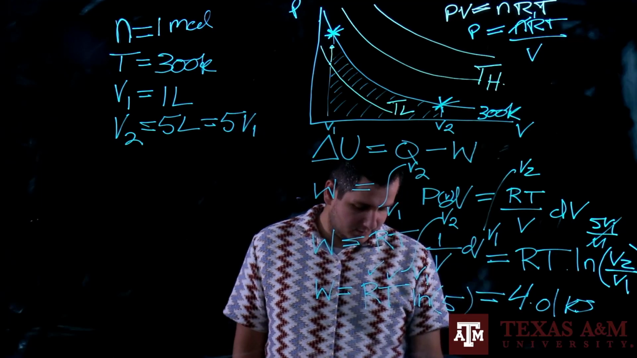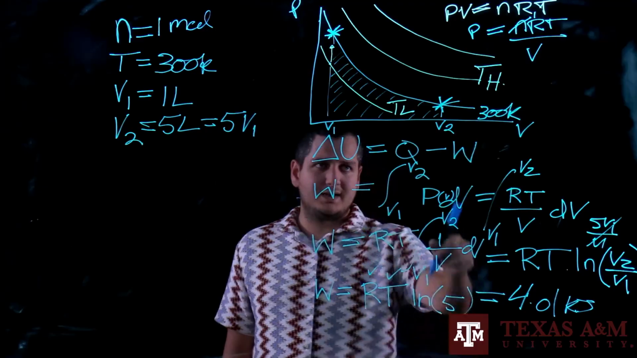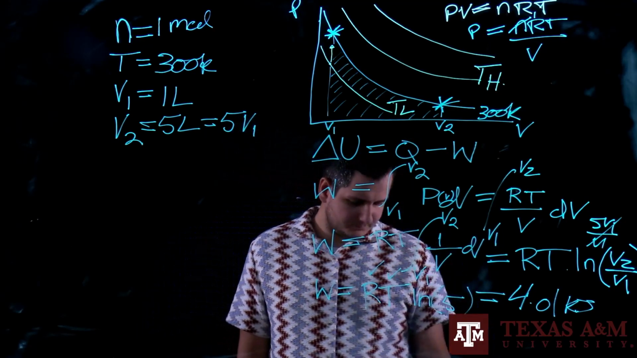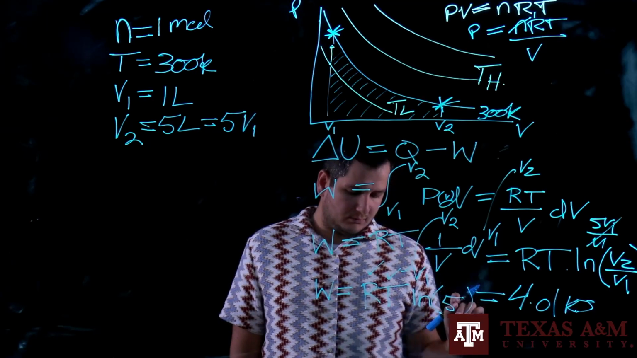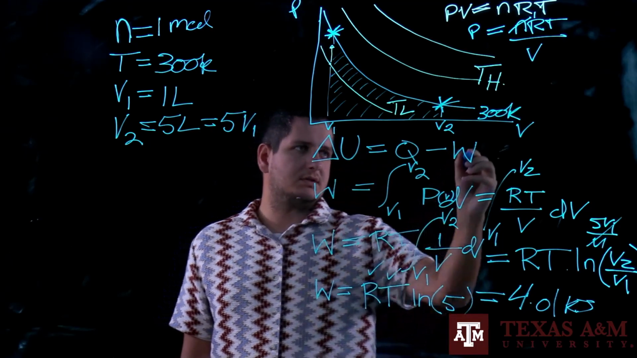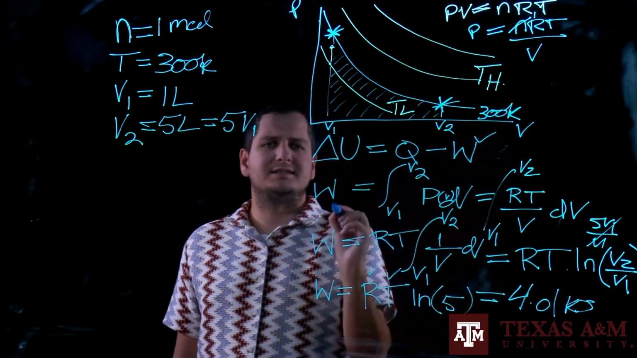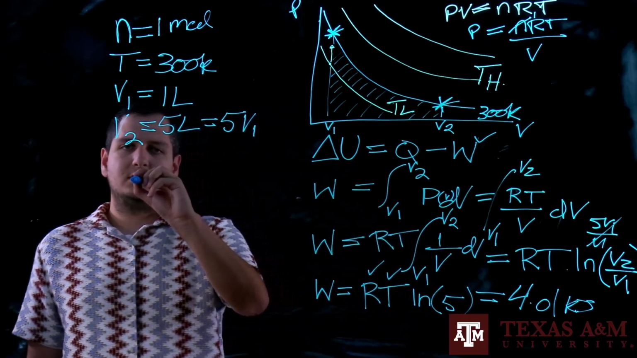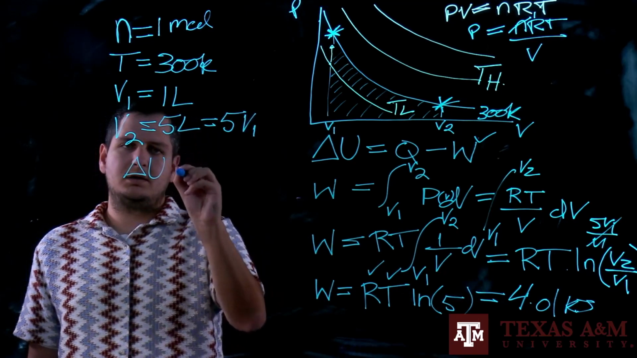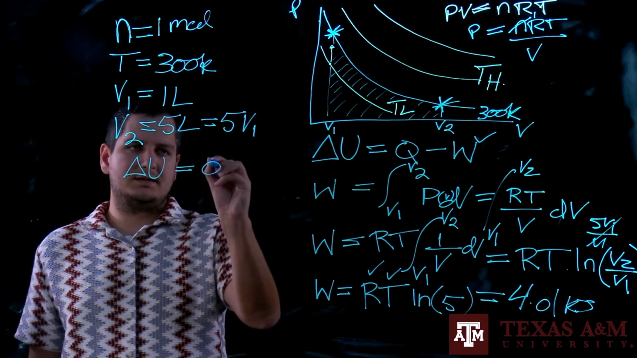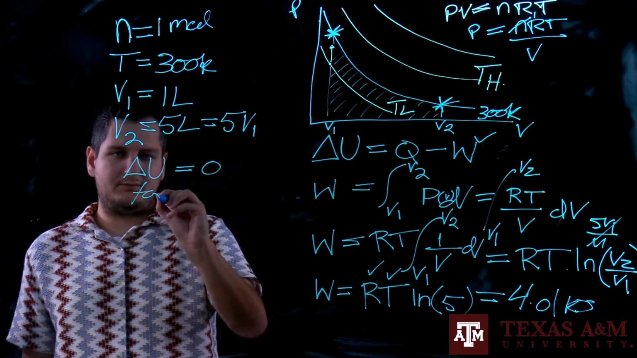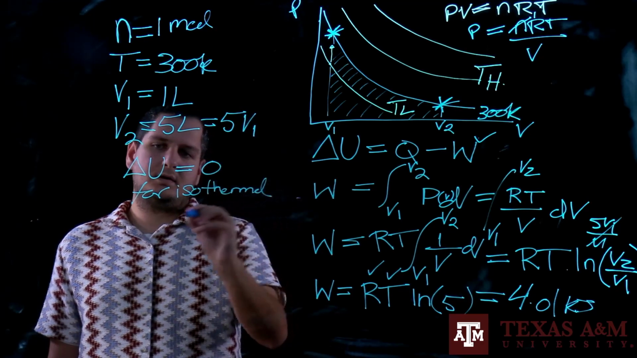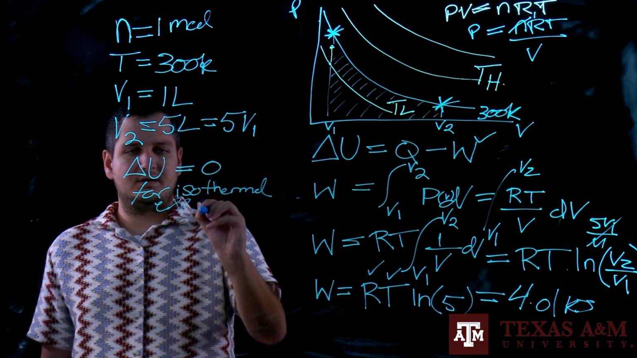And then what we can do is look back at our first law. We have isothermal. So we know W, so let's write W. Isothermal, that tells us some information. In an isothermal process for an ideal gas, dU is equal to 0 for isothermal expansion of ideal gas.